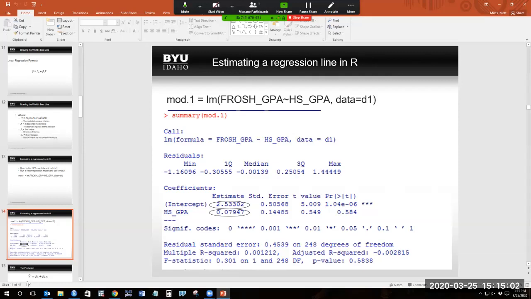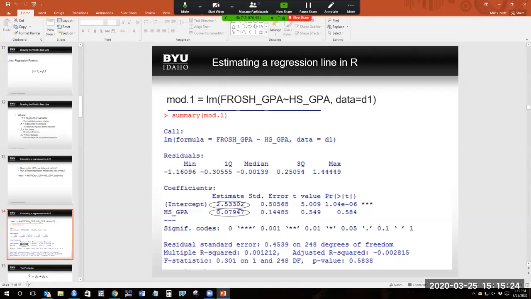This is the estimated slope for high school GPA. We're going to just take the output a little bit at a time, and eventually we'll learn how to interpret all of that stuff. But for now, we'll just focus on this to make sure you understand this part. So we're going to use this to make a prediction.